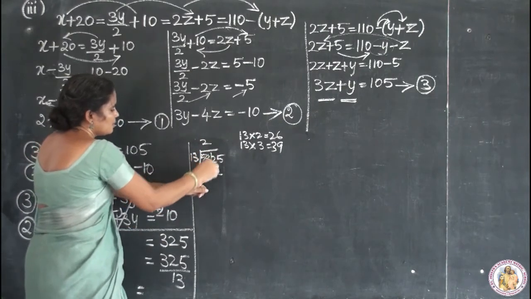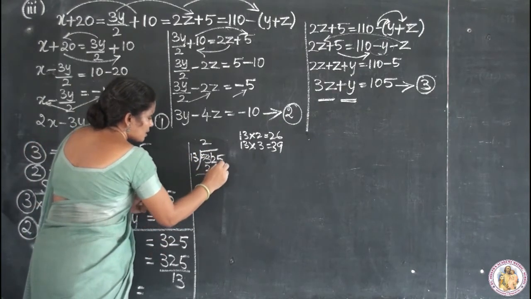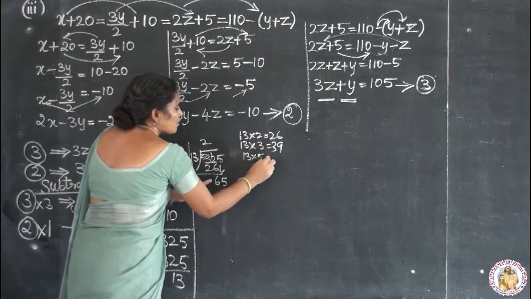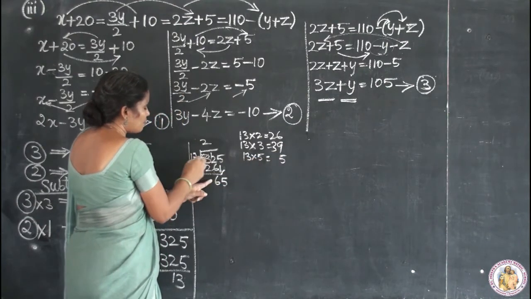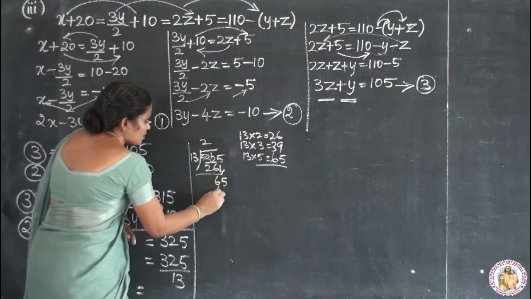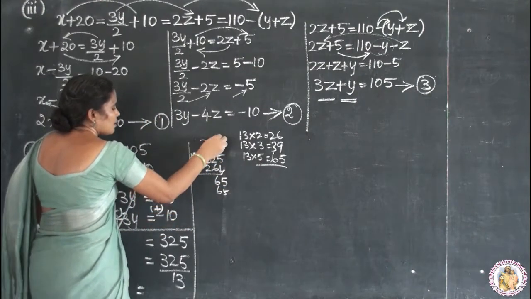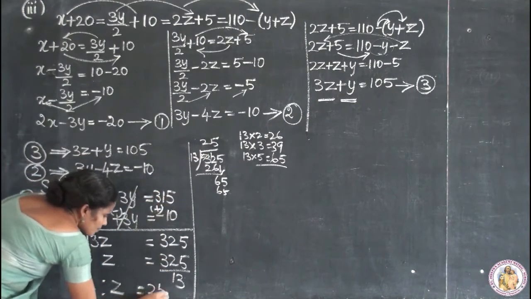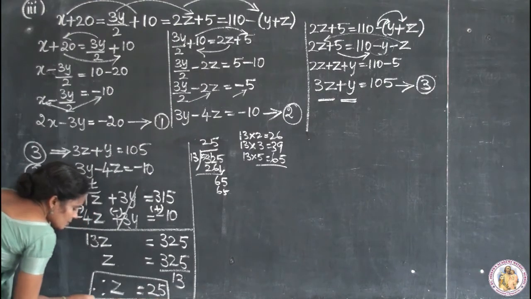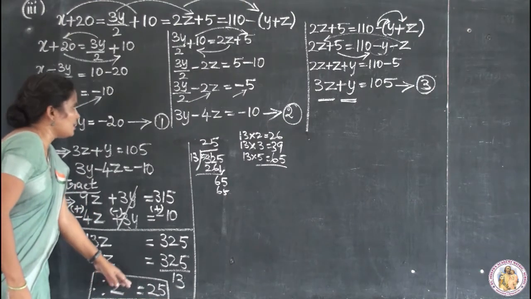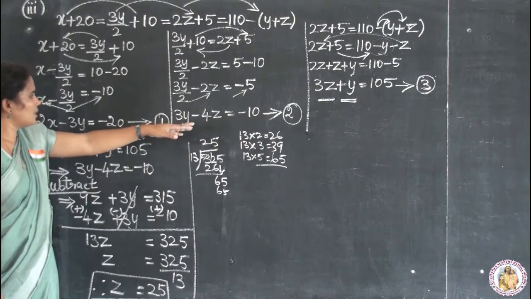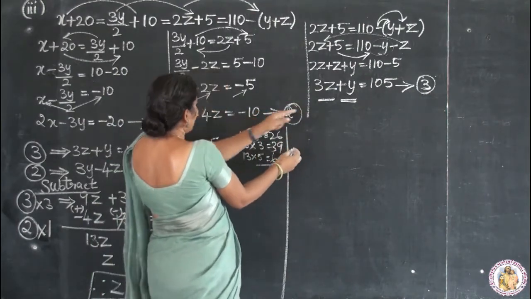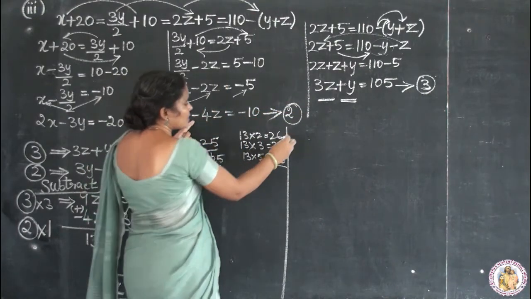Remainder, 32 minus 26 is 6. Taking the next number, 65. So 13 into 5, that is 5 threes are 15, 5 ones are 5, 5 plus 1 is 6. So it is 65. Therefore z is equal to 25. Now you can substitute the value of z in any one of the equations, either the second equation or the third equation. We'll go with the second equation.